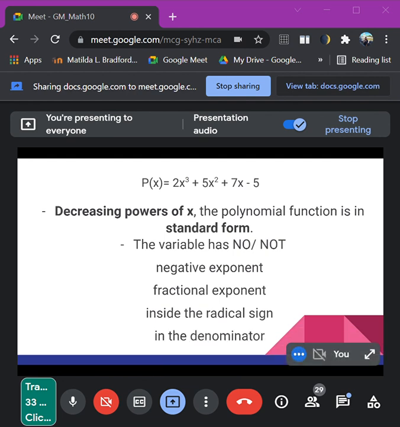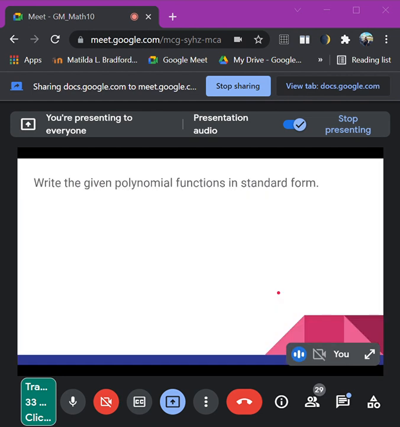Okay. Now, this time we are going to write the given polynomial functions in standard form. So, I want everyone to cooperate in the chat, in giving the standard form for this. So, let's start with this one. F of x is equals to 4x cubed minus 16x minus 4 plus x raised to the power of 4 minus x squared. Sige, arrange the exponent from highest to lowest.